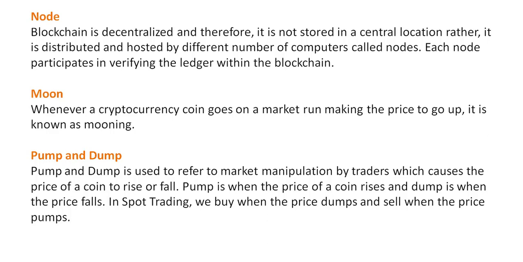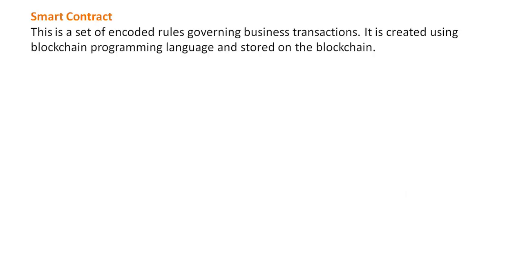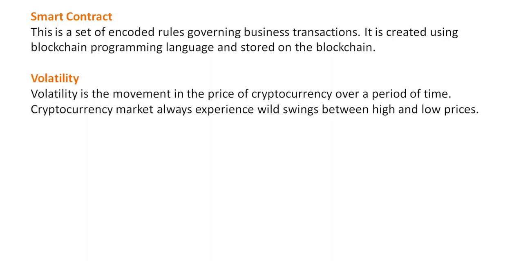That's the basics. Okay, so we have smart contract. This is a set of encoded rules governing business transactions. It is created using blockchain programming language and stored on the blockchain. Volatility is the movement in the price of cryptocurrency over a period of time. The cryptocurrency market always experiences wide swings between high and low prices. So volatility is all about the movement of the price of any cryptocurrency going up and down.